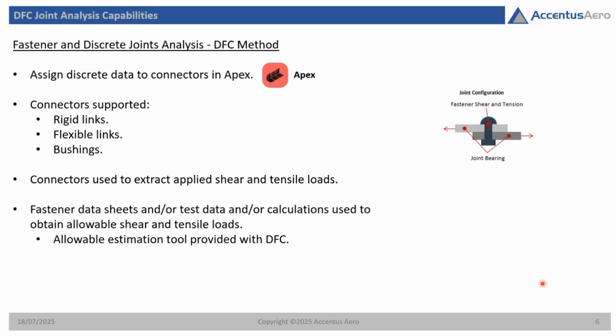So how do we do it in DFC? We assign the discrete or fastener data to connectors in Apex. The connectors supported in this process are rigid links, flexible links, and bushings. We extract those connector loads to get the applied shear and tensile loads. And then we calculate the RF by comparing that to allowables that we get from our other calculations, test data, or other sources. And DFC comes with an estimation tool that you can use to estimate these allowables.